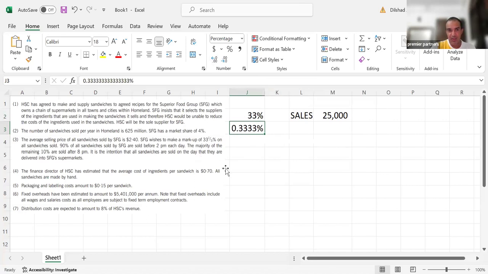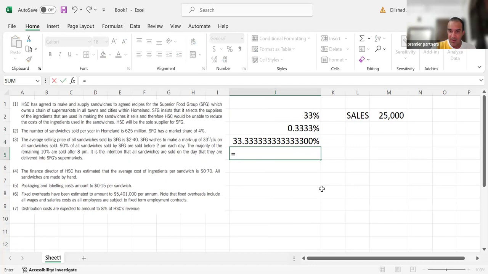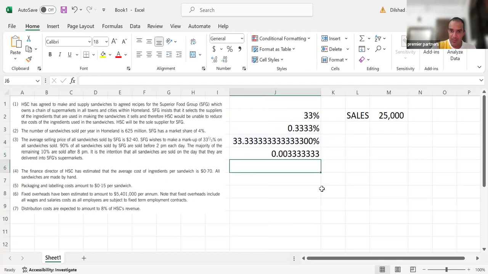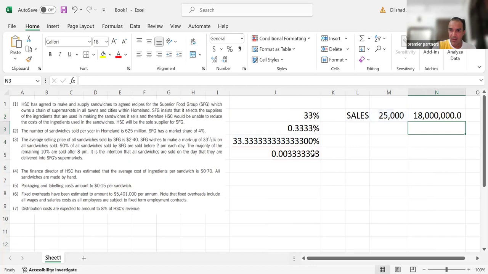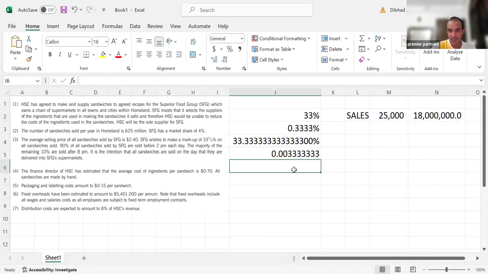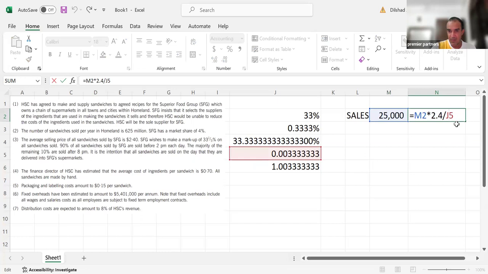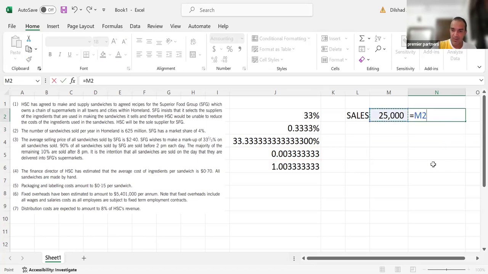This is your 33. This is your 1, isn't it? Yeah. So together this is 33.333 divided by 100. Right? So now sales into 2.4 divided by 1/3. So it will be 1 plus this, it will be J6. So into 2.4 divided by 1.33.